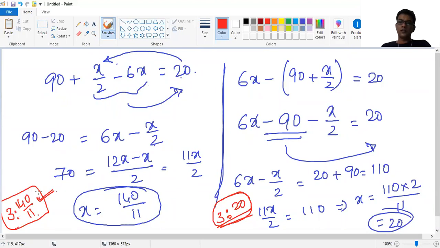These are the timings that are used even in the Olympics, right? When you go to nanoseconds, microseconds, milliseconds, that kind of thing. So this is what the time is. So the time can be two values: one is 140 by 11 minutes past 3, and one is 20 minutes past 3. These are the two different timings which will give me 20 degrees.